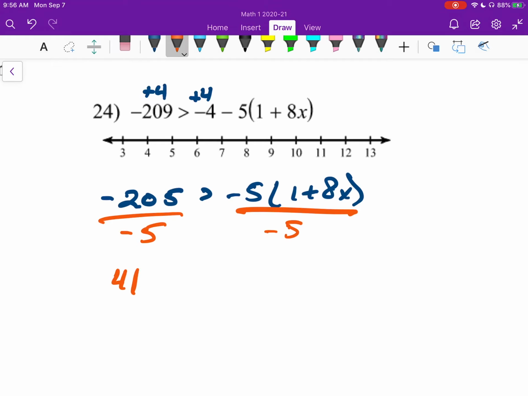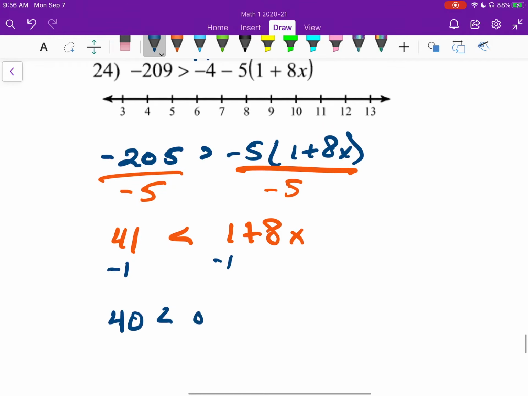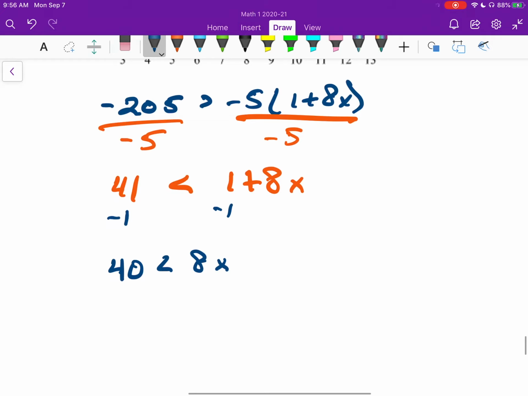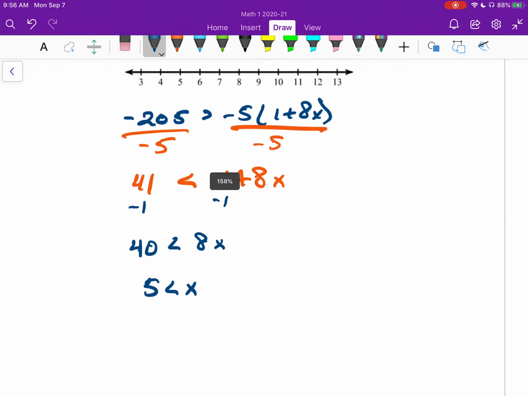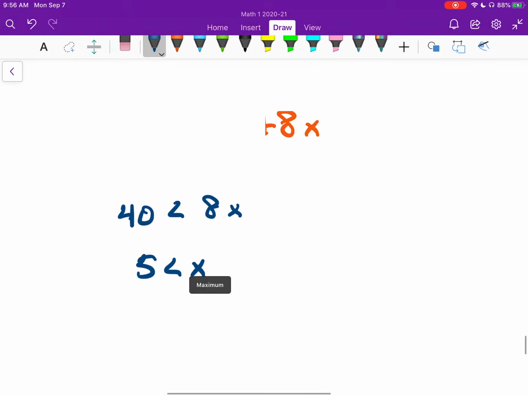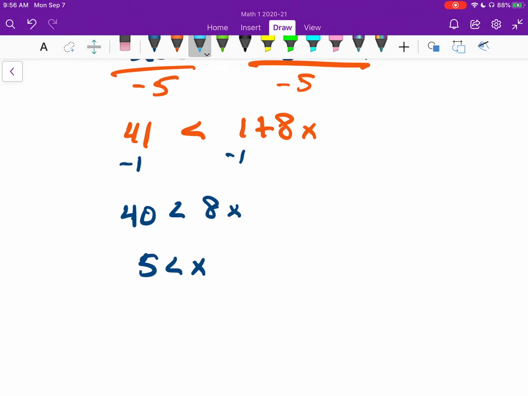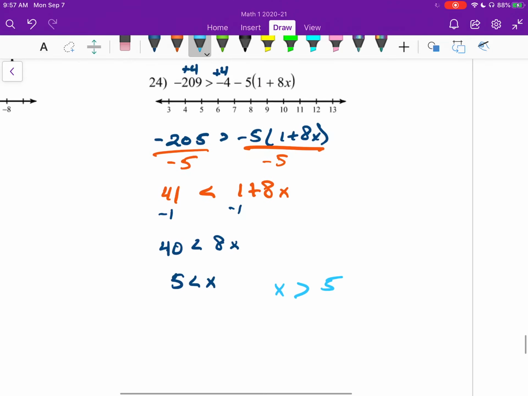So it was pointing to the right, now it's pointing to the left, and I have 1 plus 8x. I'll subtract 1 from both sides, and I get 40 is less than 8x. Divide by 8, and I get 5 is less than x. Now again, if you do need to flip this around to get your answer, you have the x on the left, the 5 on the right. The alligator is eating the x and pointing to 5.